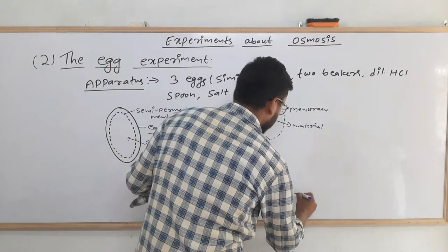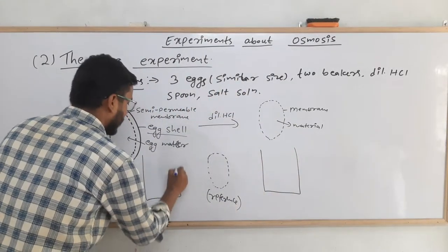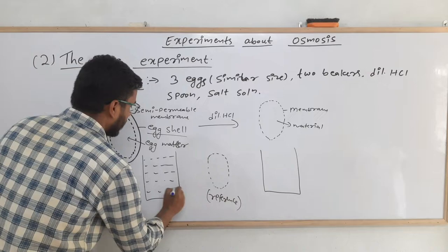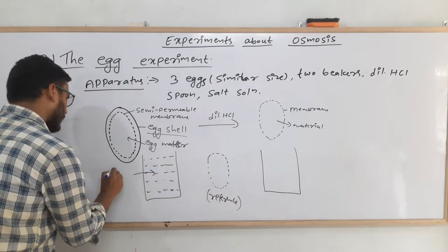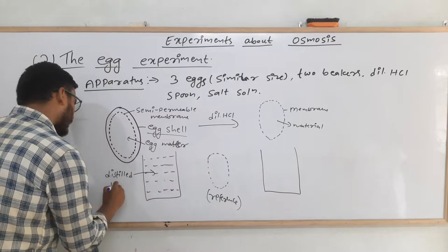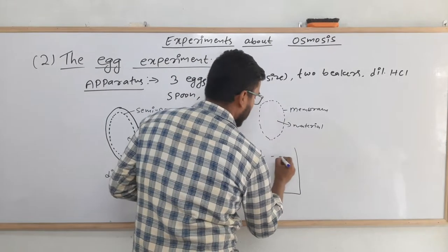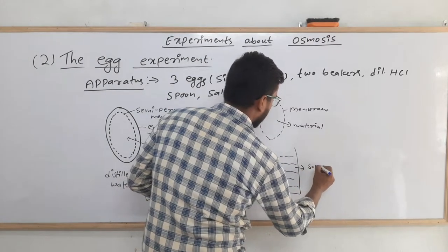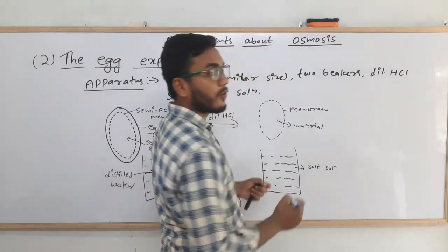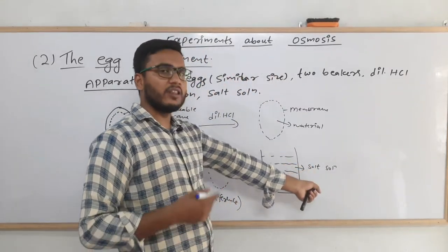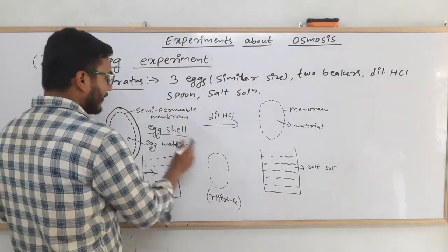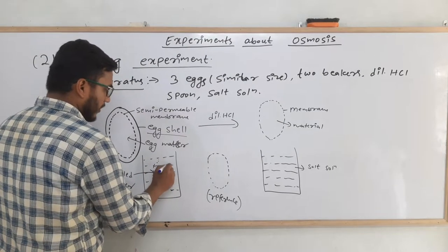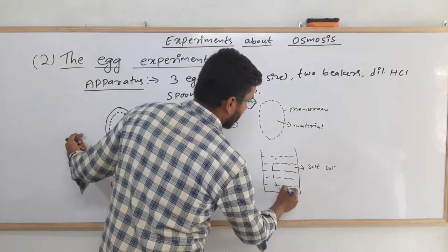Now we will take 2 beakers, one beaker like this, another beaker like this, and in the first beaker there is distilled water, and in the second beaker we need to take salt solution. We can take salt solution or we can take sugar solution, but as salt solution is cheaper, you can prefer that. Now look here, if we put the remaining 2 eggs in both of them like this, this is the egg. First of all, the size will be the same.